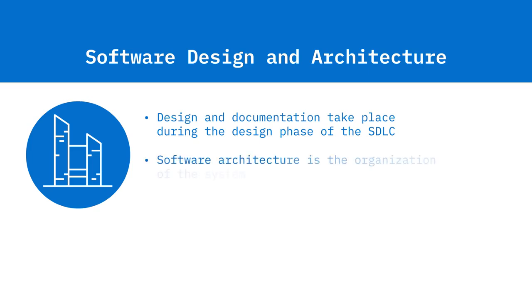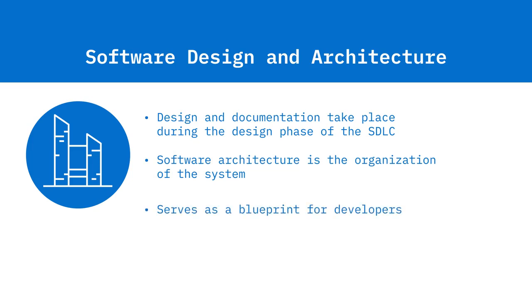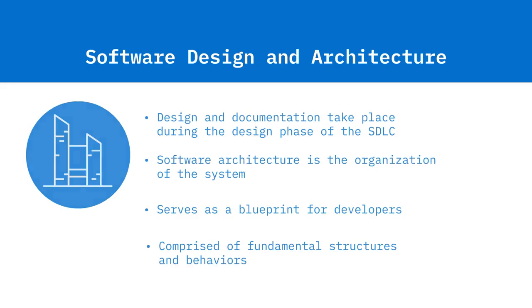Software design and documentation take place during the design phase of the SDLC. Software architecture, simply put, is the organization of the system. Software architecture serves as a blueprint for the software system that the programmers use to develop the interacting components of the software. The architecture comprises the fundamental structures of a software system and explains the behavior of that system.